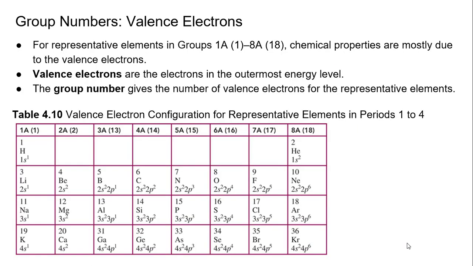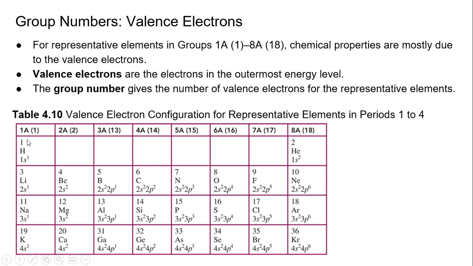First thing we need to understand are valence electrons. Valence electrons are the outermost energy level electrons. They are what you see here in groups 1 through 8, not counting the transition metals in the middle. And it makes it easier if I just explain it here.